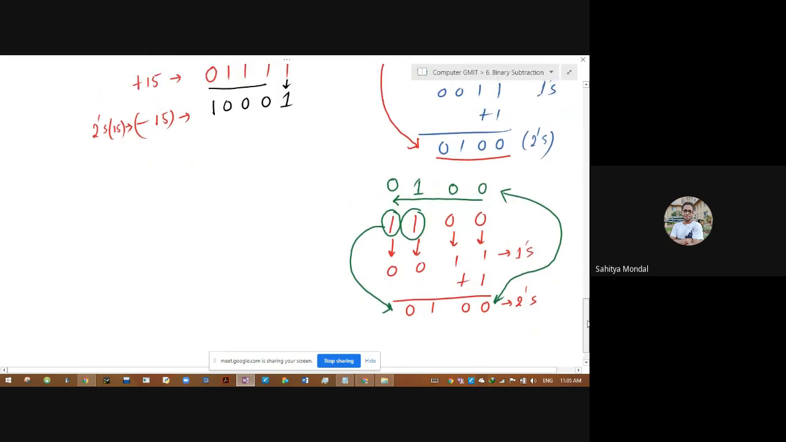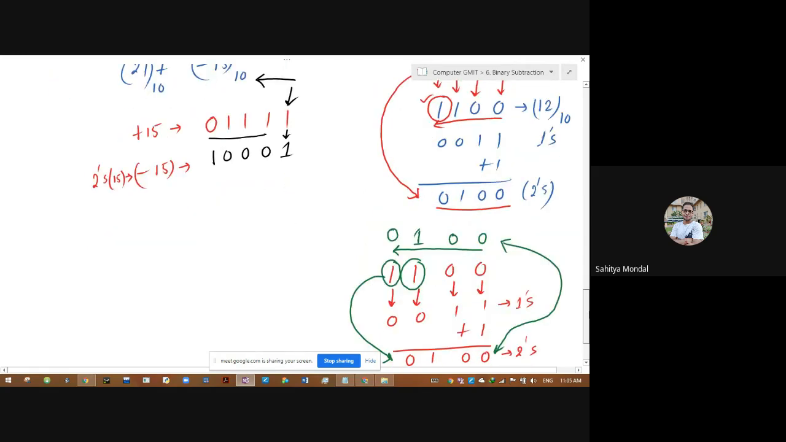Okay, so you can follow the shortcut rule or you can follow the traditional rule, it's up to you. Sir, don't perform the shortcut rules and make some mistakes.